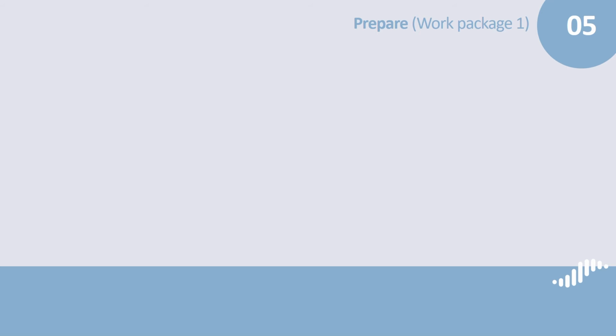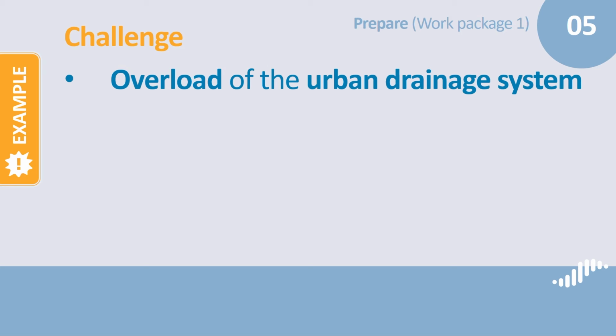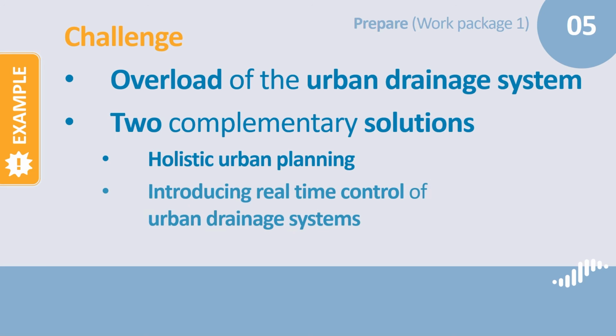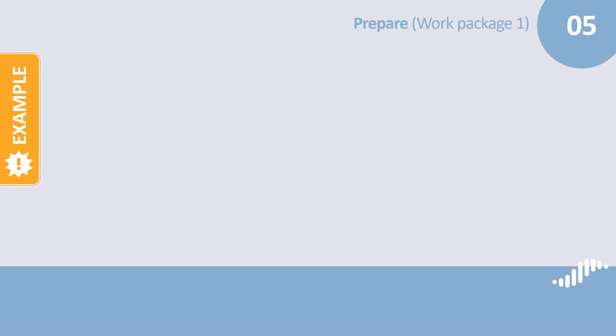To illustrate the structure of the 3 work packages, we can use an example of an existing project that has integrated the 3-step approach to preparing, testing, transferring solutions. The challenge that this partnership had identified was the overload of the urban drainage system during extreme weather events leading to the pollution of water streams. The project investigated 2 complementary solutions to address this issue through passive and active methods, namely holistic urban planning and introducing real-time control of urban drainage systems. Increased awareness of the target groups accompanies both solutions.